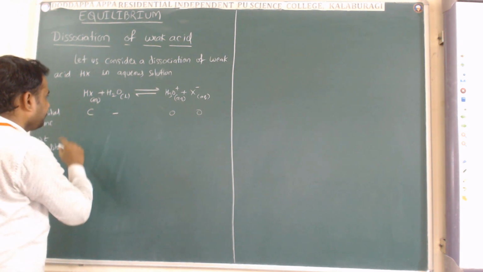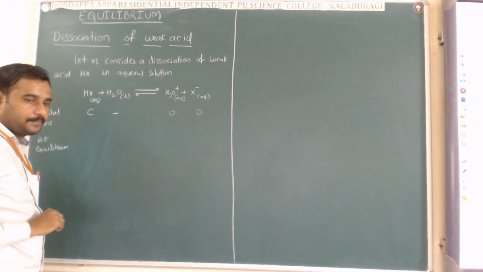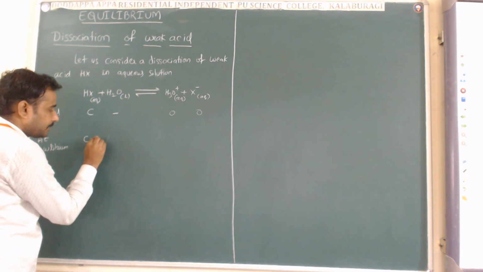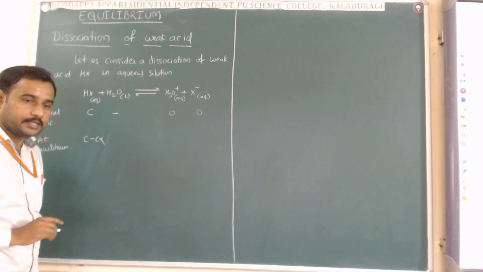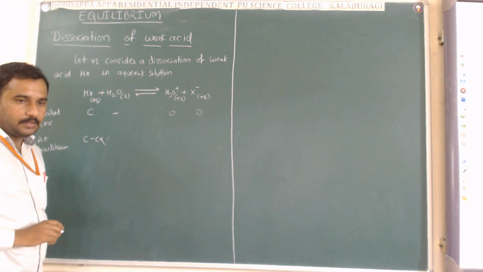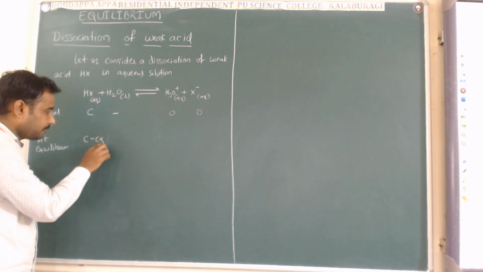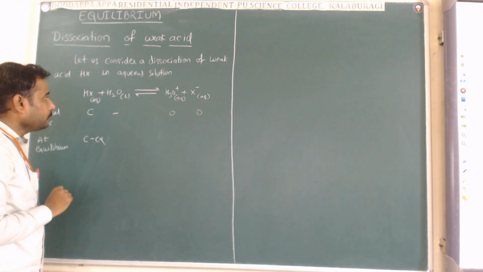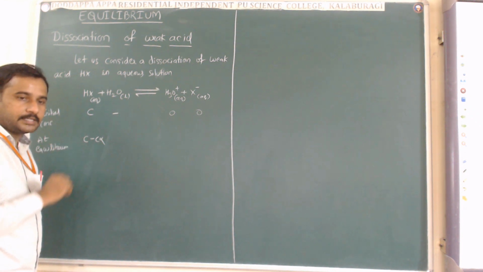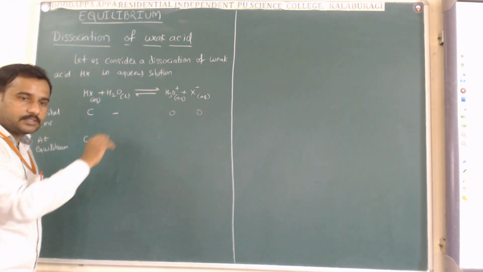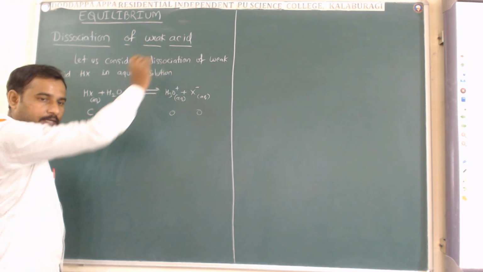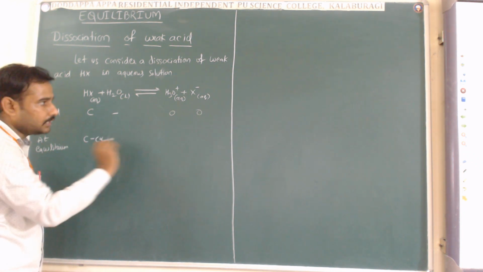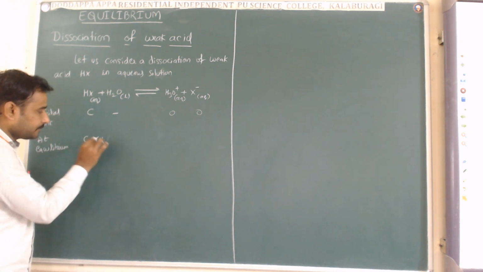at equilibrium, what is the concentration here? The concentration of this HX will decrease. How much will it decrease? Minus C alpha. The initial concentration is C, then afterwards C alpha indicates that the concentration decreases here. As I have explained earlier regarding the rate of reaction, the reactant concentration always reduces and the product concentration increases. The reactant concentration decreases, then only the product forms. Because of that, we have written C minus C alpha.